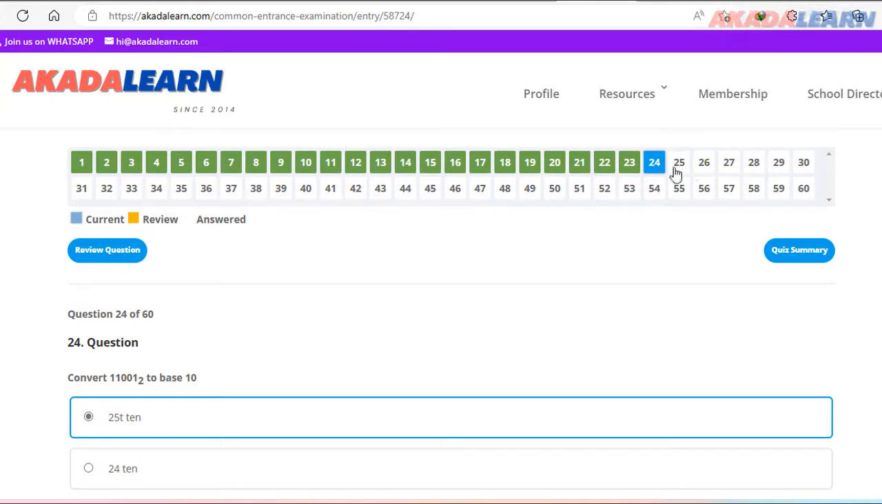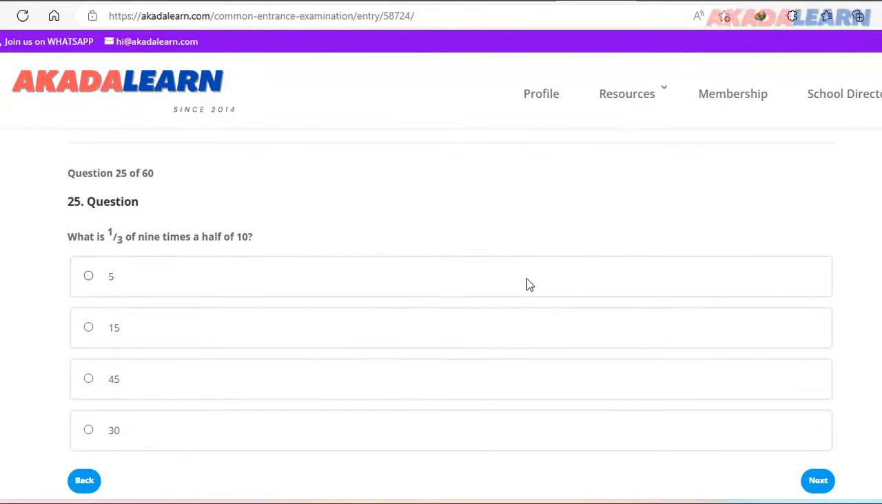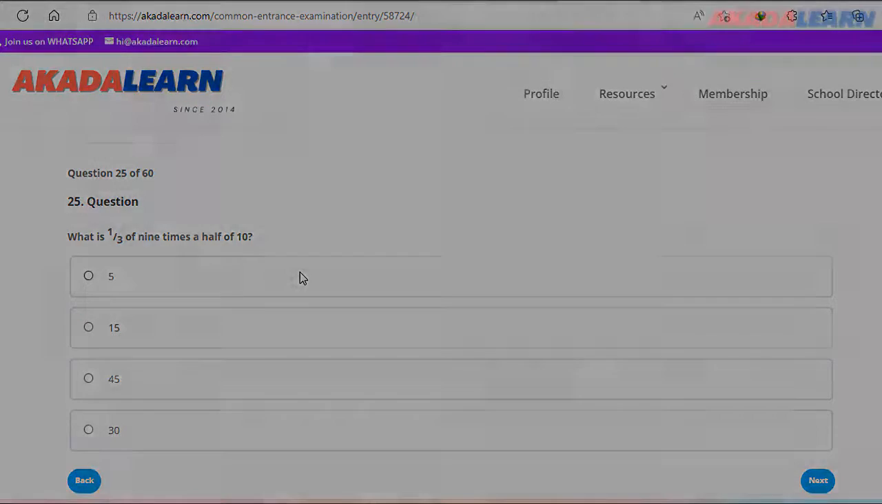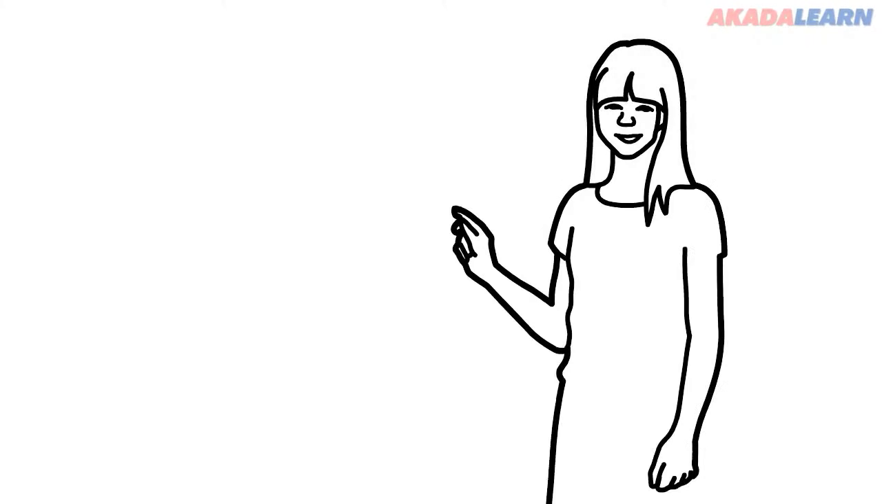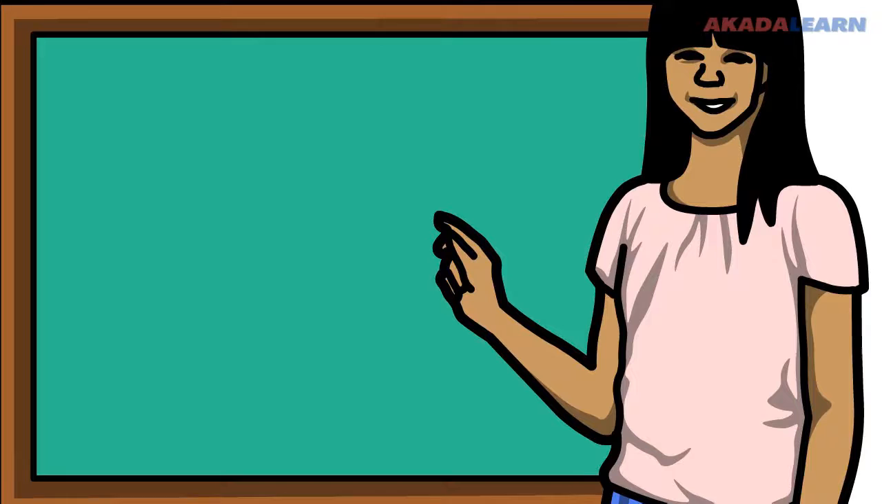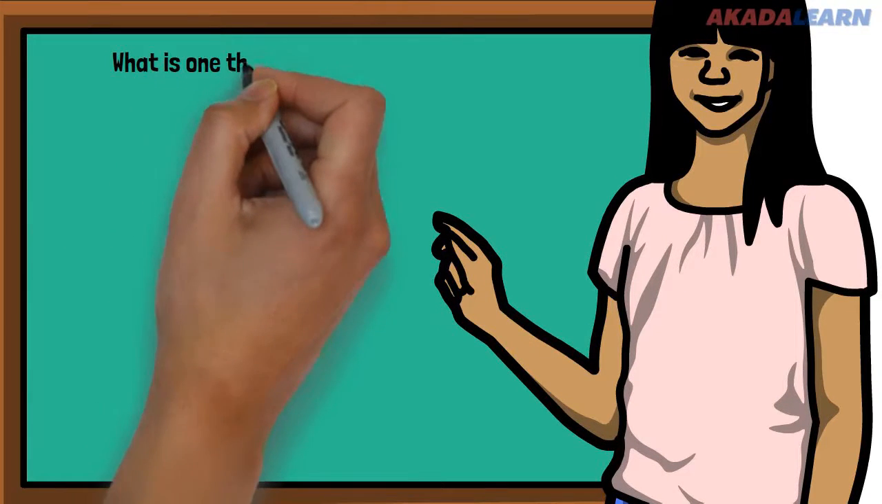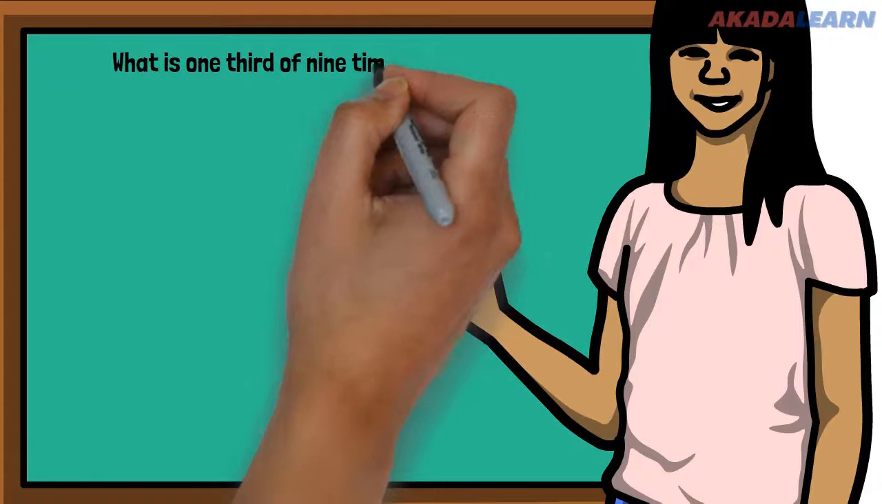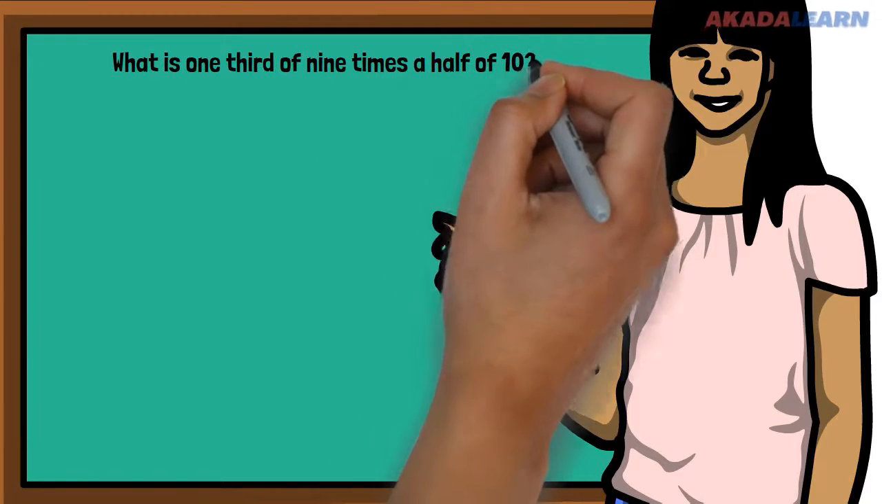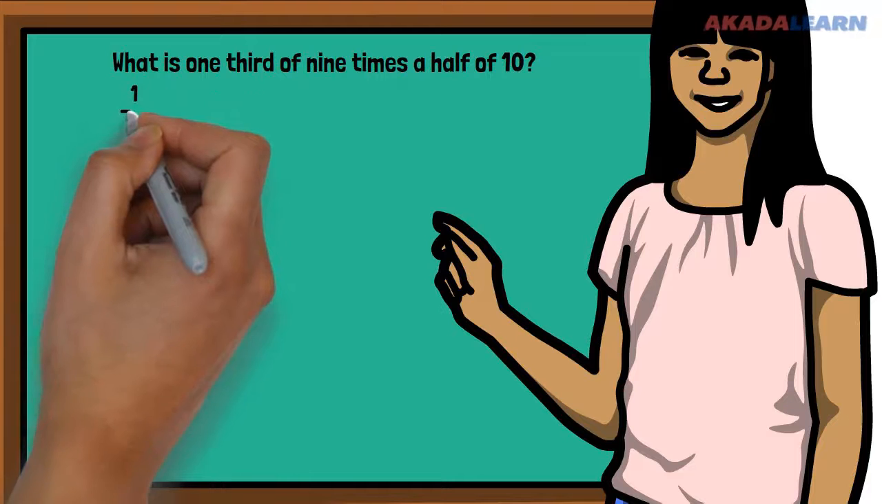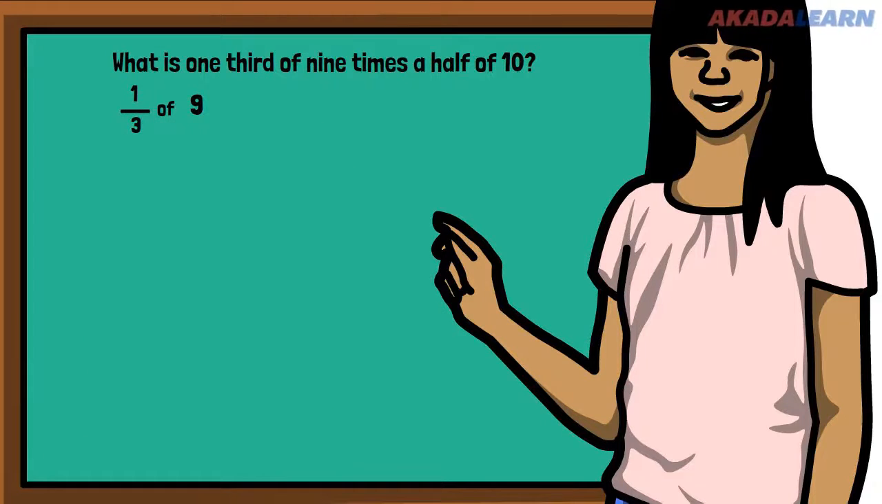So next question is question 25. What is 1 over 3 of 9 times a half of 10? Alright, so let's look at our solution video and see how we get the answer to that. Okay, let's start with this question. What is 1 over 3 of 9 times a half of 10? Alright, so let's begin.